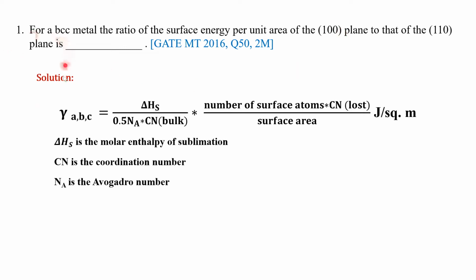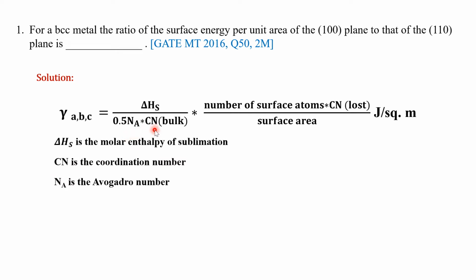So first, the equation. The surface energy per unit area for a given plane has the equation delta Hs by 0.5 Na into Cn of bulk, multiplied by the number of surface atoms into the Cn lost by surface area, and the unit is joules per square meter. So in this particular equation, delta Hs is the molar enthalpy of sublimation. Cn is the coordination number, Na is Avogadro's number.